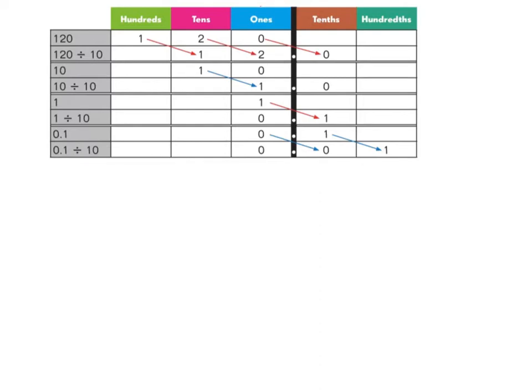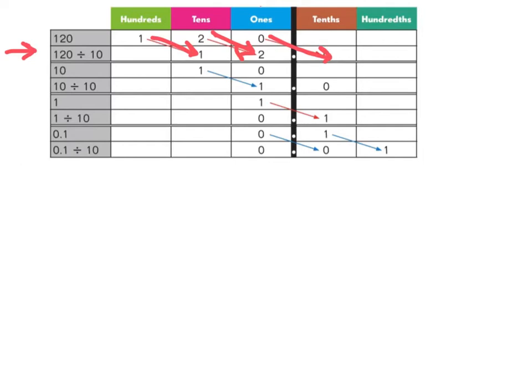When we divide 120 by 10, as we are in this first row, you can see that all of our digits move one place to the right. Our 0 in the ones column moves to tenths, our 2 in the tens moves to the ones, and our 1 in the hundreds moves to the tens. When we divide by 10, all digits move one place to the right.